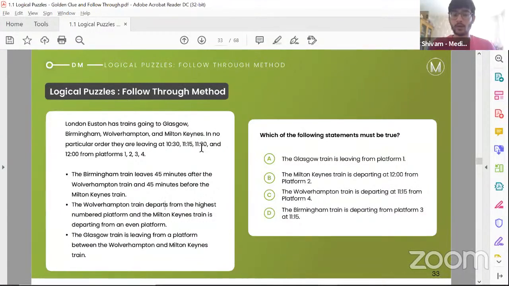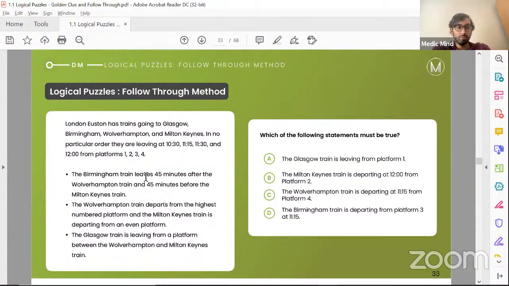Perfect. So why did you eliminate 11:30? Why didn't you use 11:30 there at all? Because if I add 45 minutes to 11:30, I get 12:15. There's no train leaving at 12:15. If I take away 45 minutes from 11:30, I get 10:45. There's no train leaving at 10:45. So basically what we've done there is realize that we can eliminate something straight away. We can eliminate 11:30 because it doesn't fit into our three time schedules there.